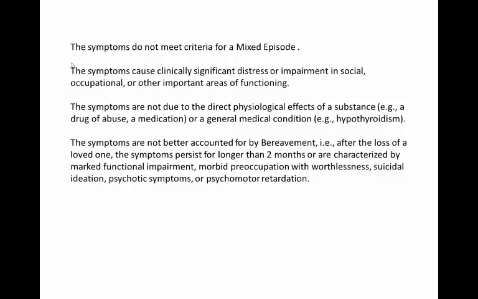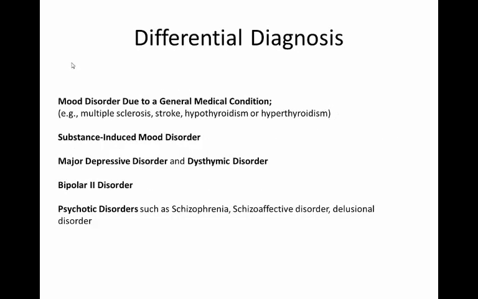After the loss of a loved one, the symptoms persist for longer than 2 months or are characterized by marked functional impairment, morbid preoccupation with worthlessness, suicidal ideation, psychotic symptoms, or psychomotor retardation would indicate a major depressive episode, however. And again, differential diagnoses for major depressive episode are general medical conditions, substance use disorders, primary major depressive disorder and dysthymic disorder, bipolar 2 disorder, and psychotic disorders such as schizophrenia, schizoaffective disorder, and delusional disorder.